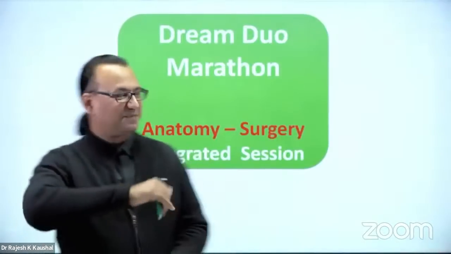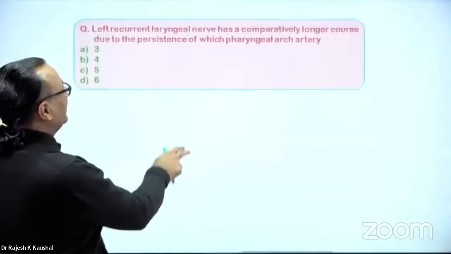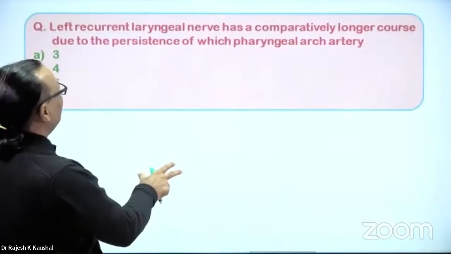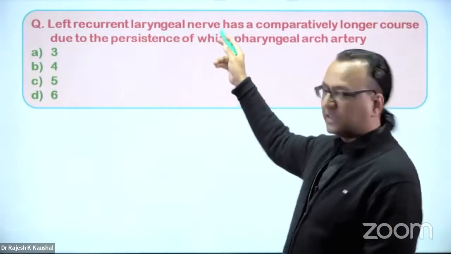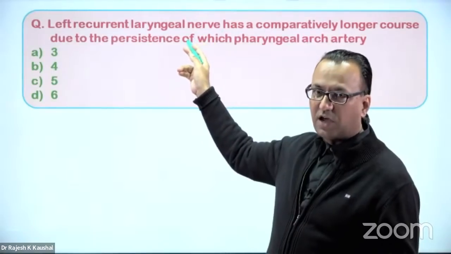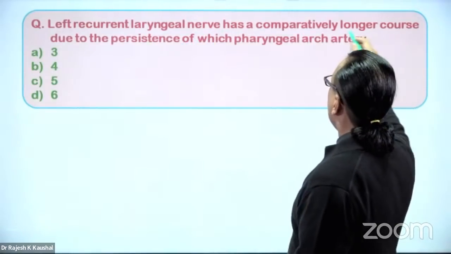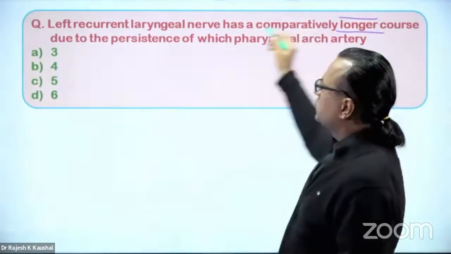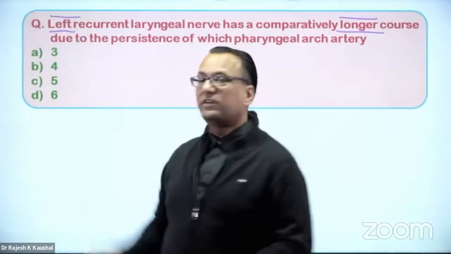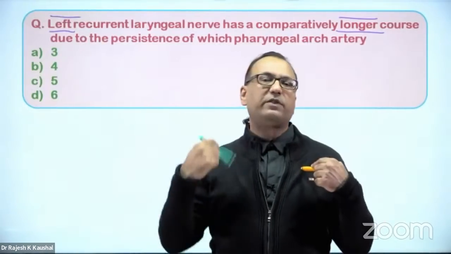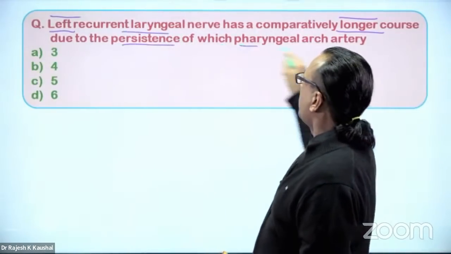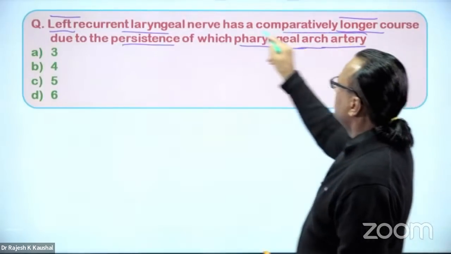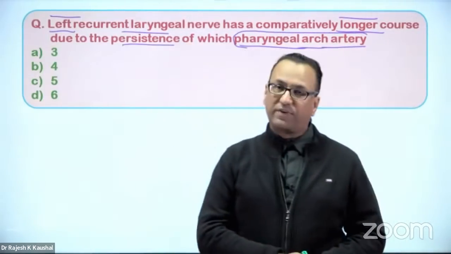We are beginning with the first question here. You might be aware of this question. It came a while back and is asking us, left recurrent laryngeal nerve, which is a branch of the vagus belonging to 6th pharyngeal arch, is having a comparatively longer course on the left side. So why the left recurrent laryngeal nerve is longer as compared with the right is the question, and which of the pharyngeal arch arteries is actually persisting so as to lead to this kind of difference.